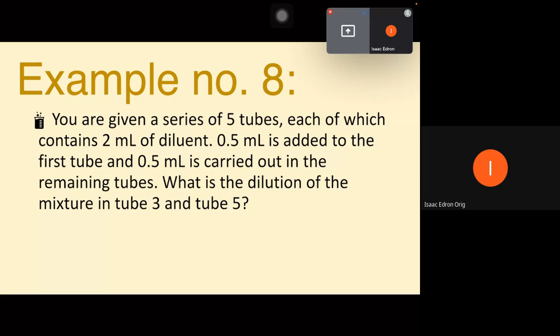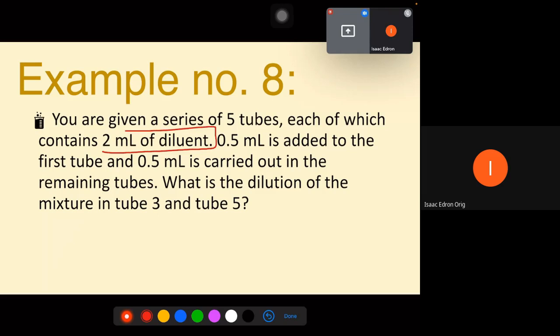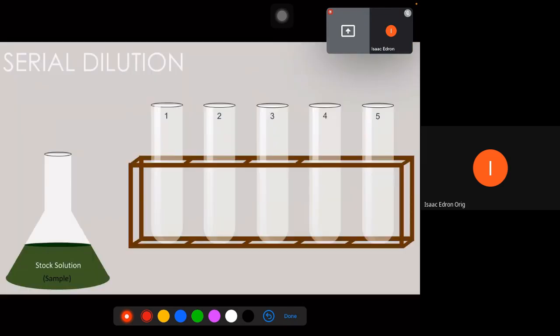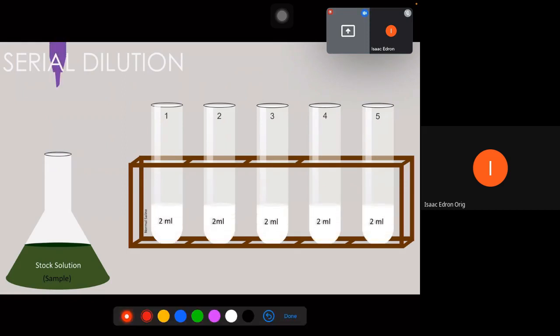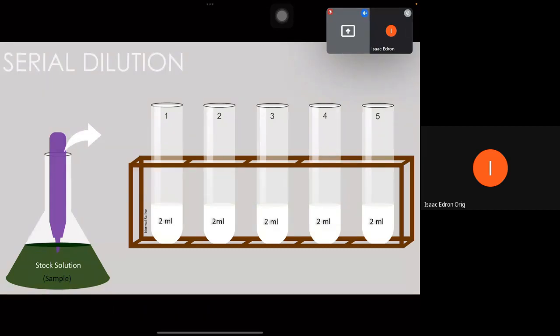Okay? So, ang ating diluent is 2 ml. Okay? So 2 ml ang ating diluent. Then 0.5 ml ang ating solute. Okay? Then 5 tubes tayo. 5 tubes. Okay. So, ayun. Ganyan siya. 2 ml siya lahat, diba? Tapos, kukuha tayo ng 0.5 ml from the stock solution. Ilalagay natin sa first tube.